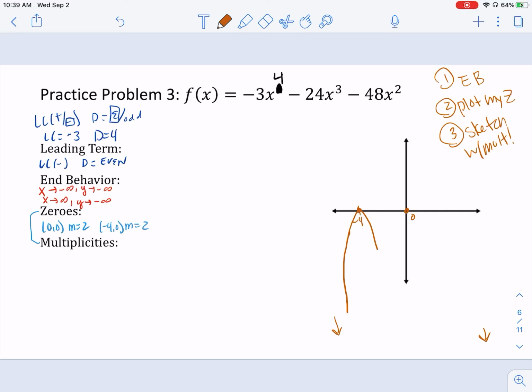Now I'm ready to do it again. I'm going to try and get to 0. So I know in order to get to 0, I have to turn around. I'm going to come up to 0 and I'm going to do the same thing. I say, hey, what was that multiplicity? Well, that multiplicity was 2, so I'm going to bounce again. I'm going to go up to it, hit it, bounce and turn back around. At this point, I go, okay, I don't have any more zeros, so I don't need to turn back around. And if I were to draw arrows on my graph, they match the arrows that I had for end behavior. So you know what? I'm done.